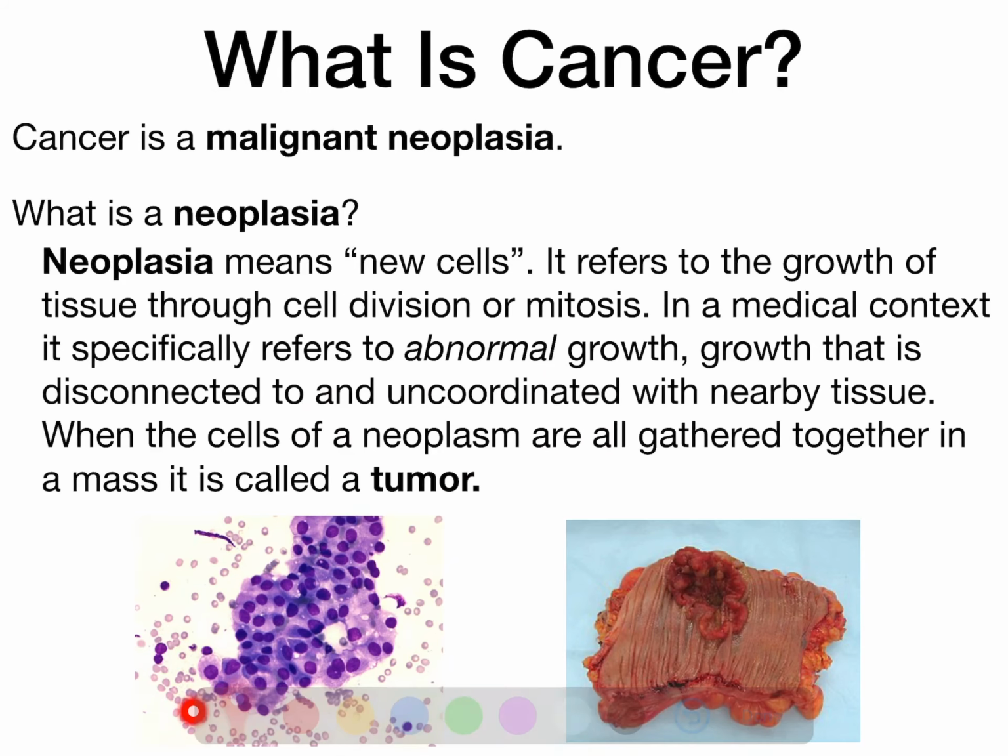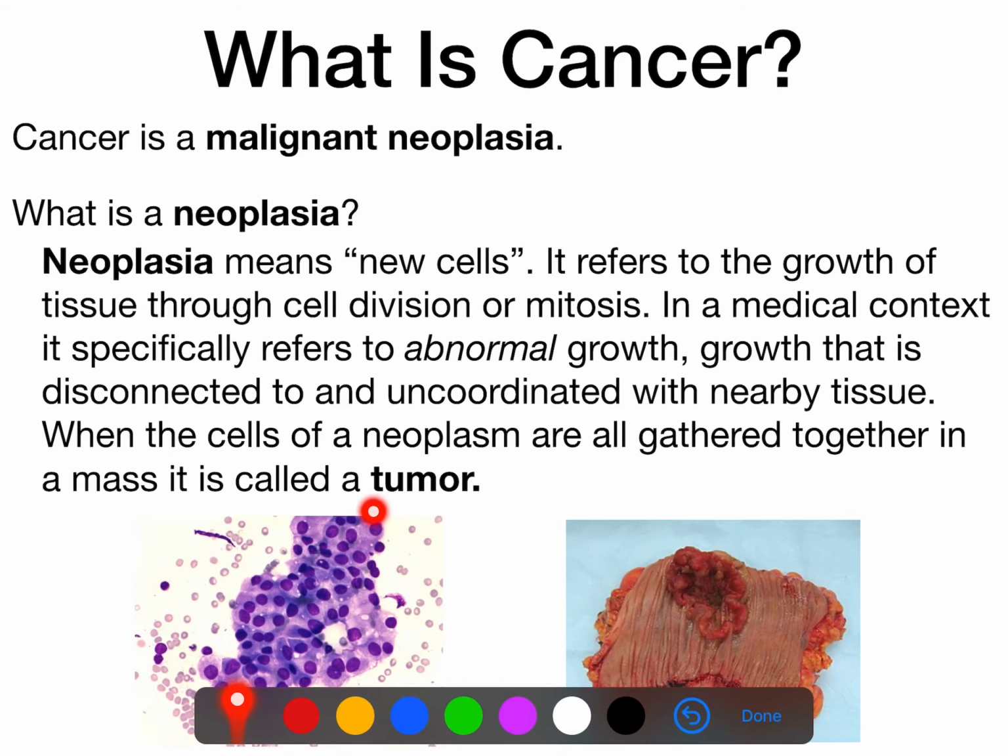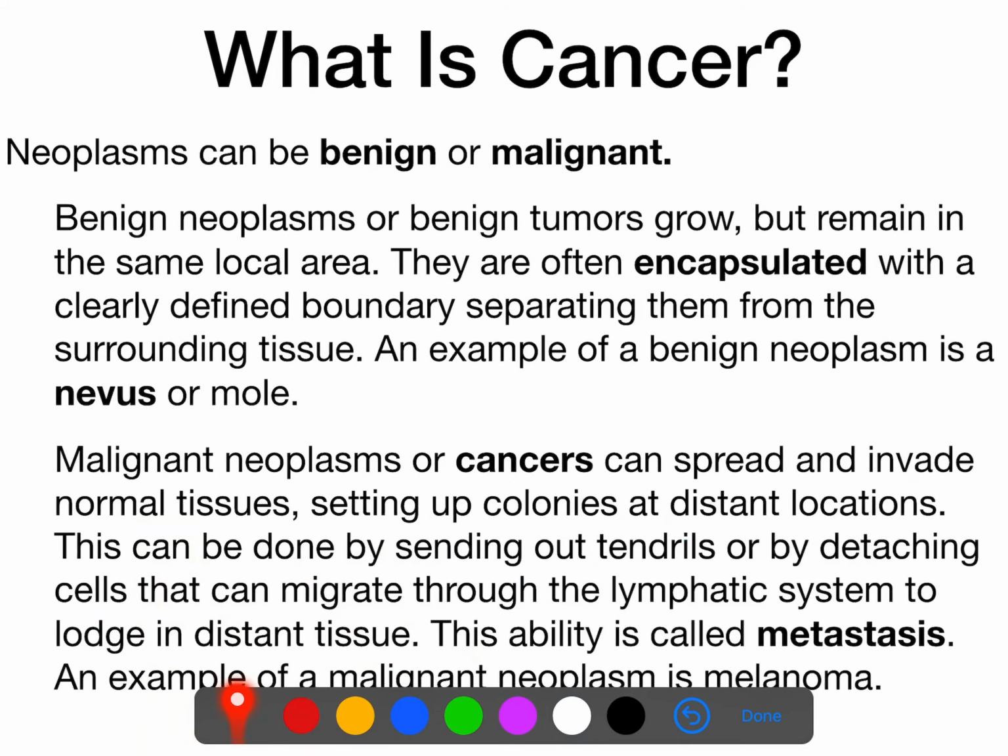Here you can see the very beginning parts of a neoplasia. These cells are all growing together in a mass. This is a very small one. Here you can see these cells growing out in a mass from this tissue. So neoplasms can be either benign or malignant.